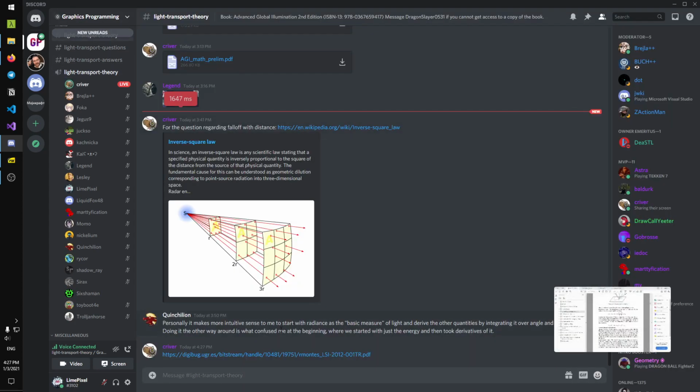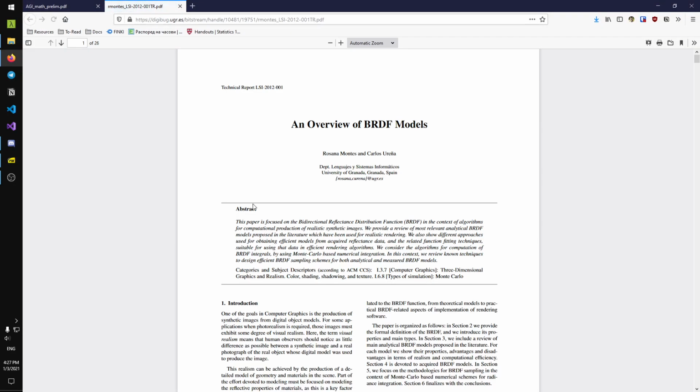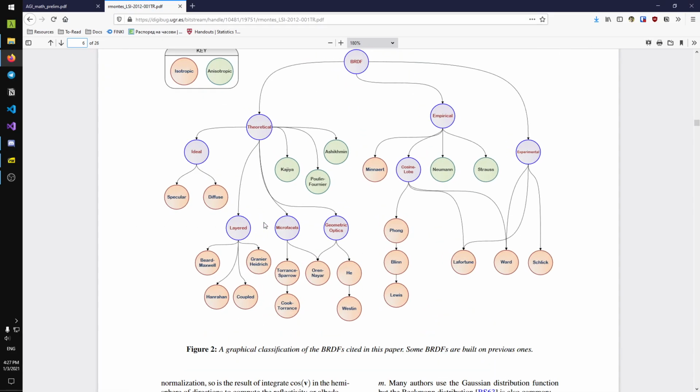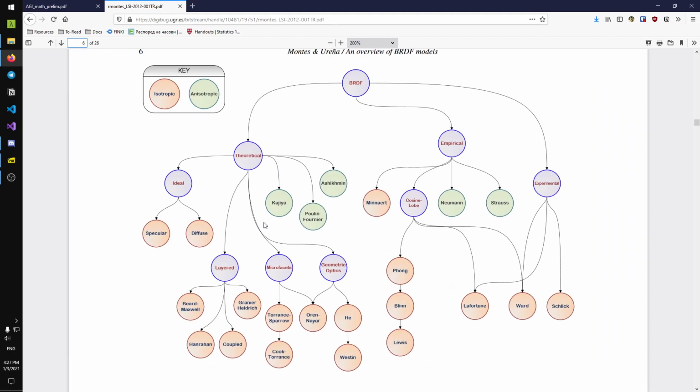You can look at page 6 in what I linked, to see a tree of BRDFs. Again, there's a lot of them. This is good. Other questions?